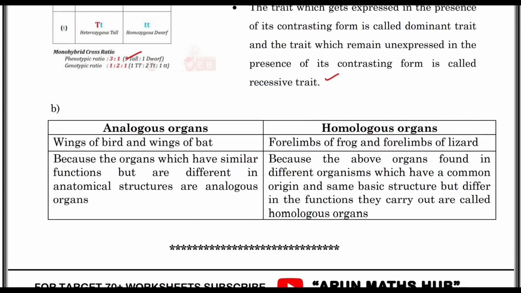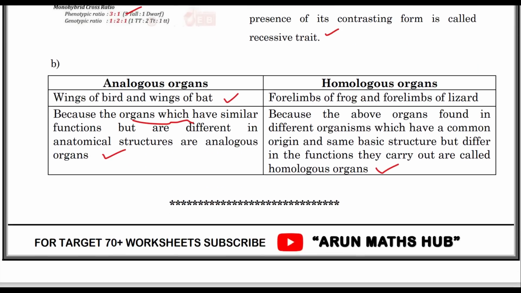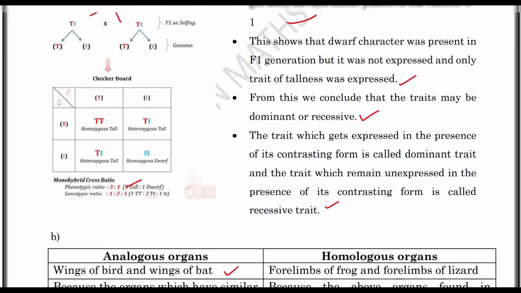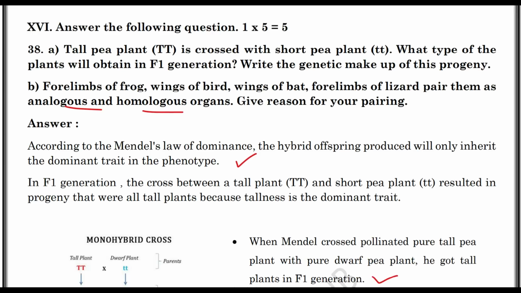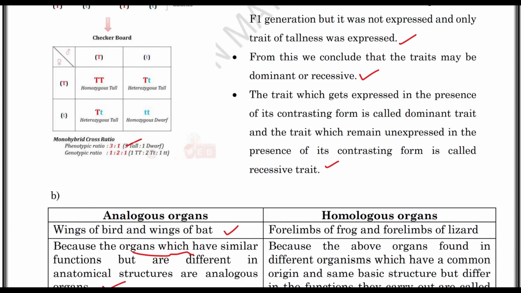Next question. Wings of a bird and wings of a bat are analogous organs because they have similar functions, but their origin is different. Forelimbs of a frog and forelimbs of a lizard have similar origin, but their function and structure are different, right? These are the key answers for all the questions. The structure and function of nephron is a very simple question. You can check from the textbook.